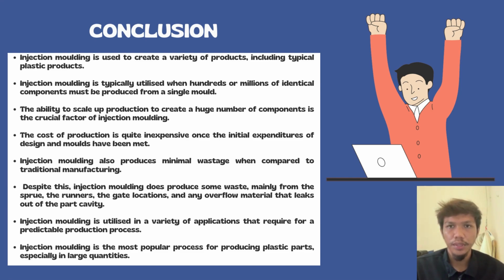The cost of production is quite inexpensive once the initial expenditures of design and mold have been made. As more components are created, the cost of production decreases. Injection molding also produces minimal wastage when compared to traditional manufacturing processes like CNC machining, which cut away excess material. Despite this, injection molding does produce some waste, mainly from the sprue, the runners, the gate location, and any overflow material that leaks out of the part cavity.